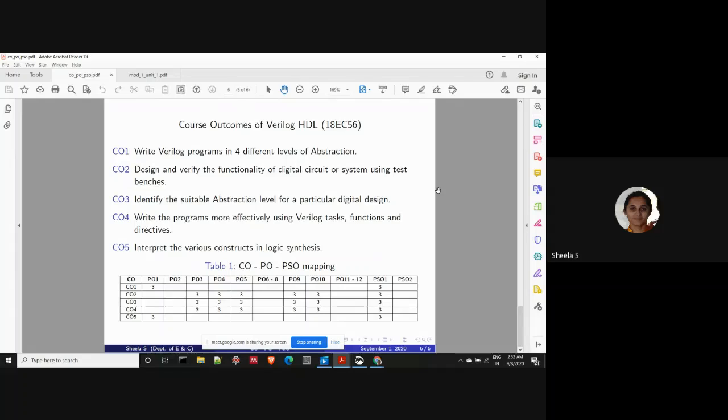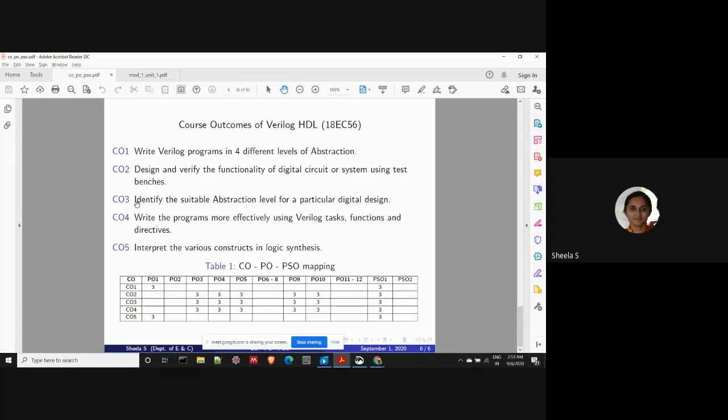So the first one is you will be able to write programs in 4 different levels of abstraction. And the next one, whatever program or design you have done, you will be checking the functionality by doing simulation. While doing simulation, you may consider the corresponding time delay of the device, or you may not consider. That is why the time delay and all comes under the second CO only.